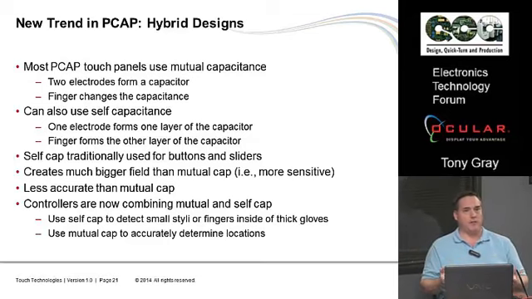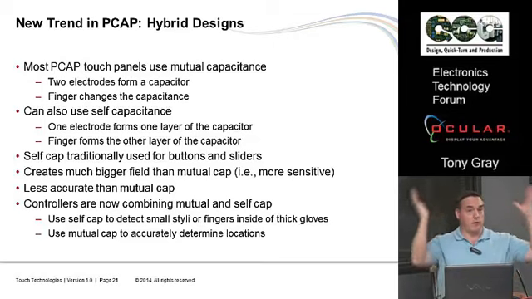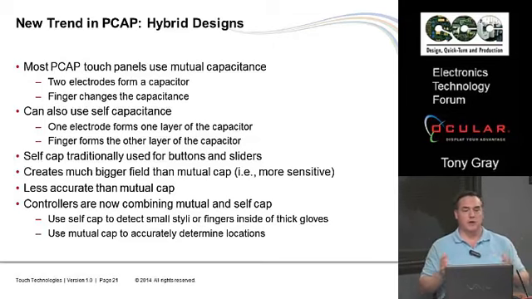The benefit of self-cap is that you get a much bigger electric field because you don't have that second layer of the capacitor to sort of constrain you. The downside, though, is that it's not nearly as accurate because you've got this much bigger field and it's spread out all over the place. So what a lot of vendors are doing now is combining both of those two measurements in the same controller.